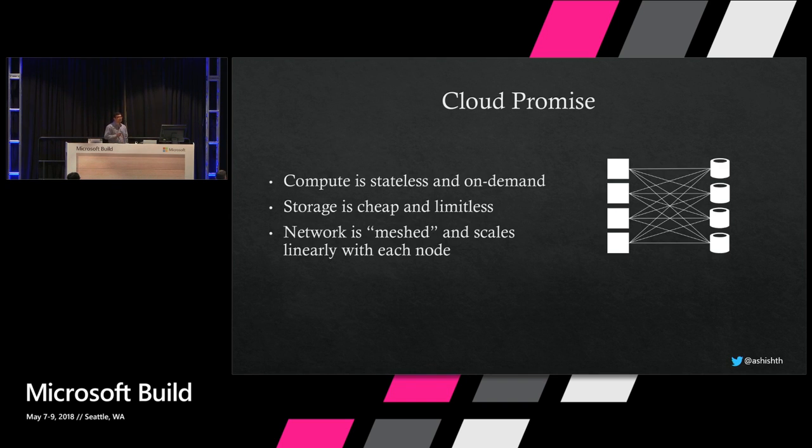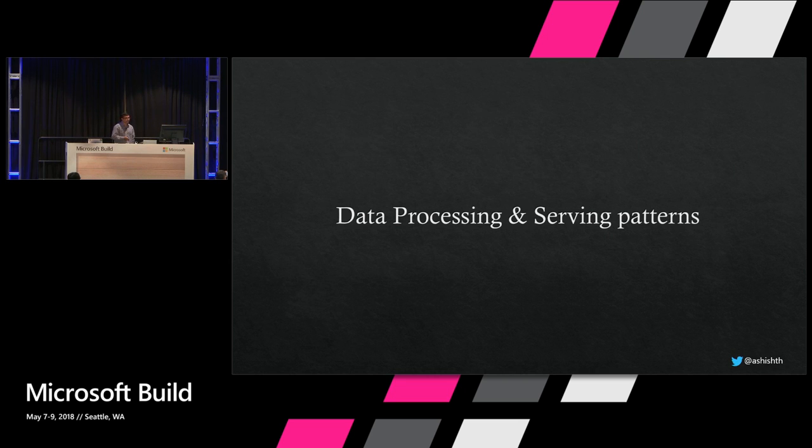And so there are three promises that this architecture makes to you. One is compute is stateless and on demand. Storage is cheap and limitless. And network is meshed. And so when you add more nodes to your cluster or add more clusters to your architecture, you get more bandwidth as you add more nodes with the underlying storage. So what kind of patterns does this architecture enable?